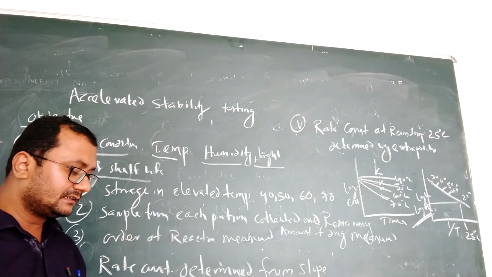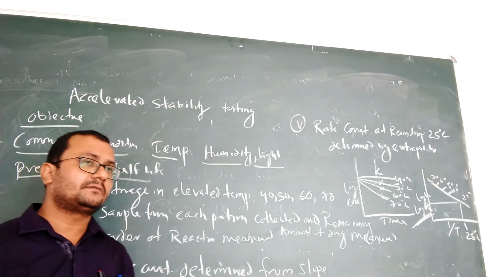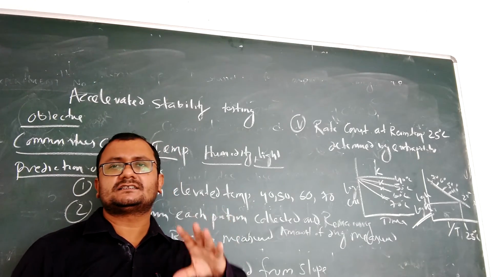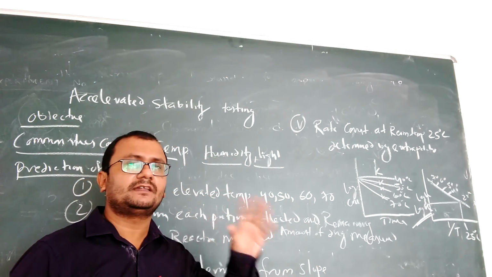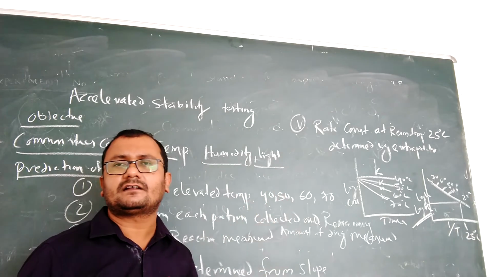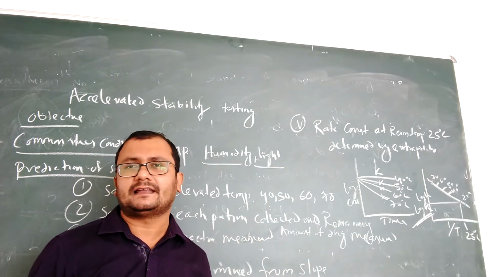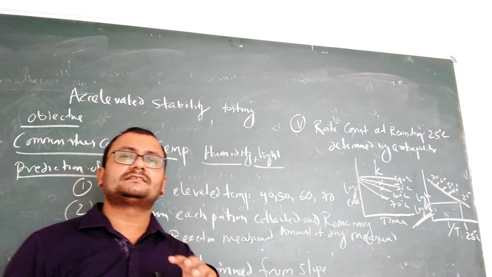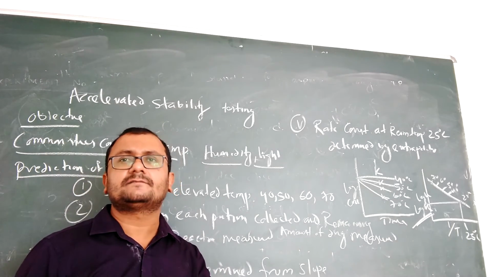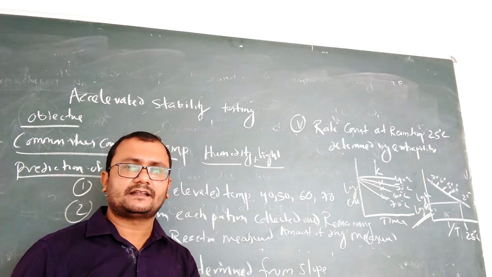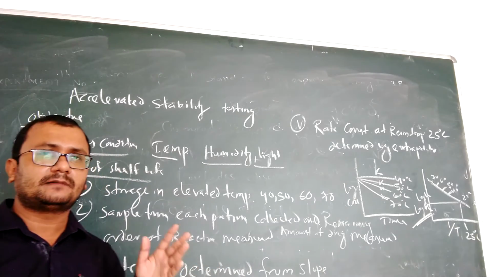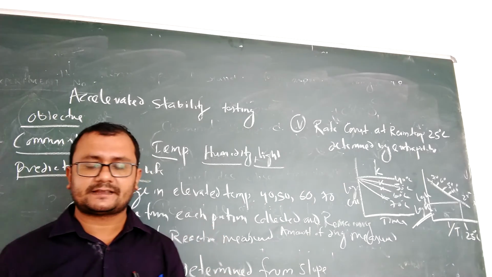After that, there are so many types of guidelines we follow, because the same medicines are given in different countries also, so we have to follow different guidelines. We follow ICH guidelines, International Conference on Harmonization, and WHO, World Health Organization. These two organizations give the guidelines for stability testing.